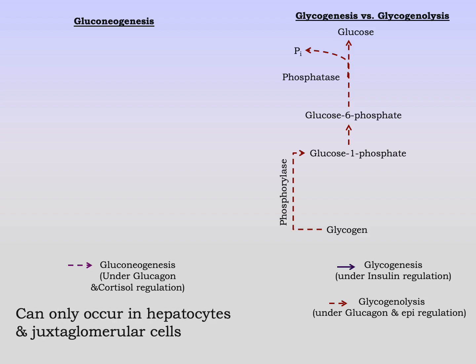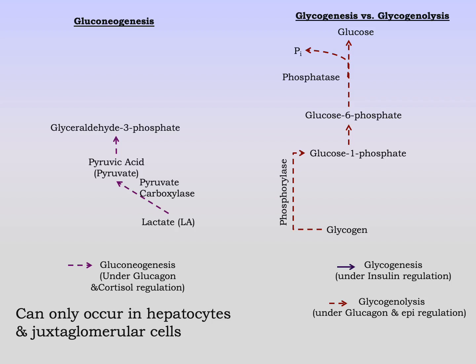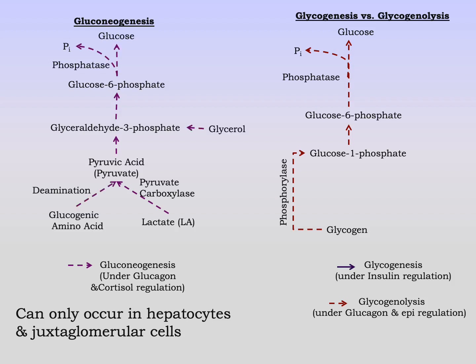This is only going to occur in the hepatocytes and to a lesser extent, the juxtaglomerular and juxtanephronic cells within the kidneys, in which lactate undergoes a carboxylation to form pyruvate. Pyruvate will get modified into glycerol 3-phosphate, which gets modified to glucose 6-phosphate, which undergoes a reaction with phosphatase to form glucose. Now, this is where lactate and pyruvate are going to come into play, but that's only part of it. We can also get pyruvate from other sources.